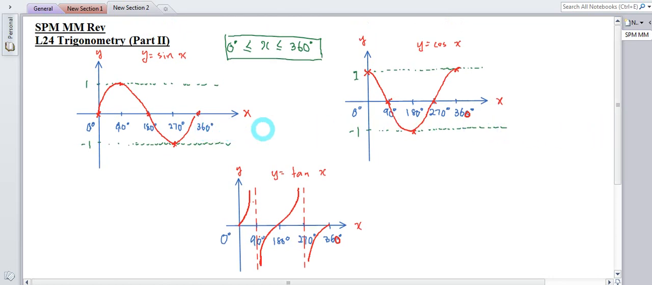Okay, you need to remember, it's better that you memorize these three types of graph: sine, cosine, and tangent. Okay, so let's go to some questions related to trigonometry graph.